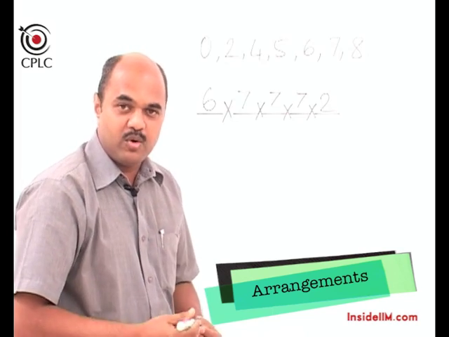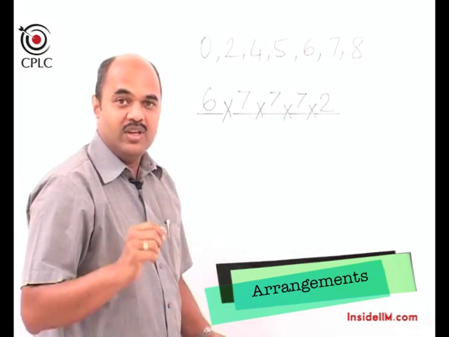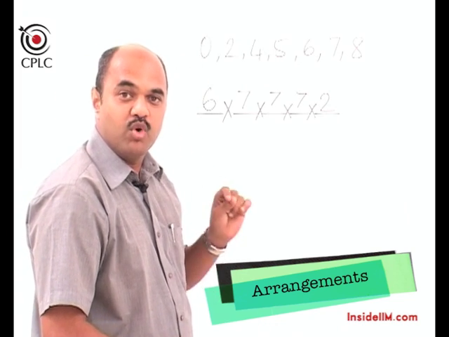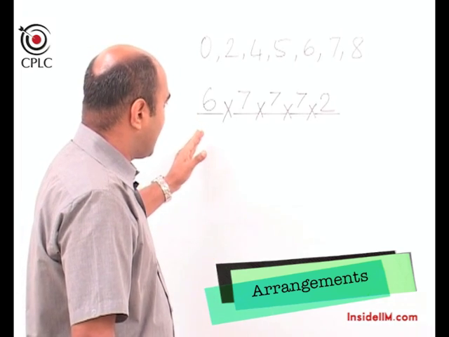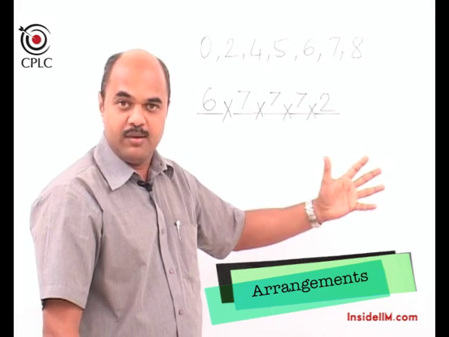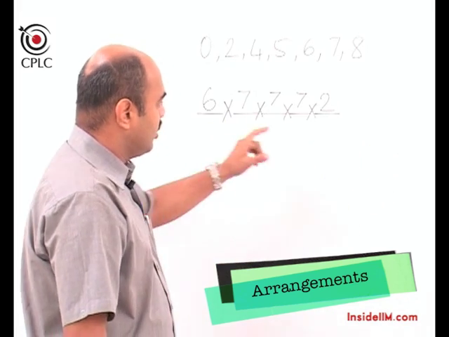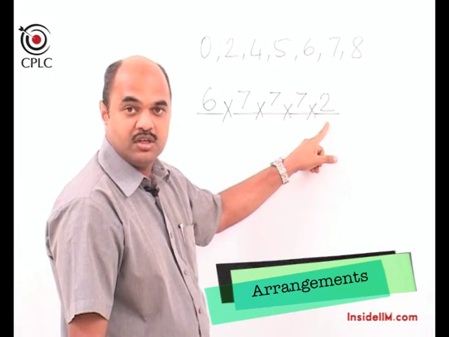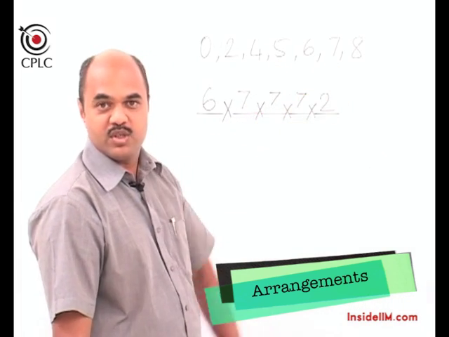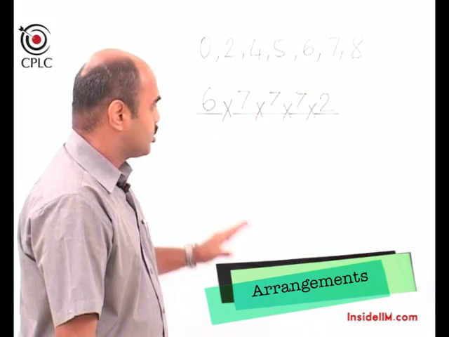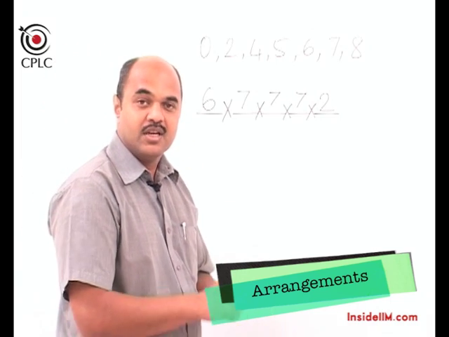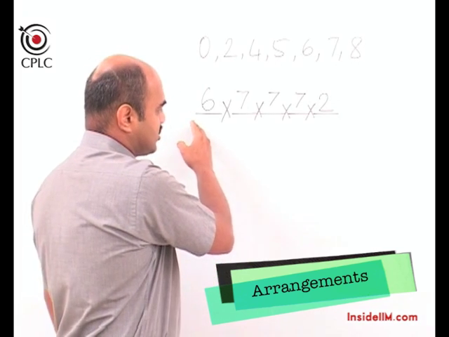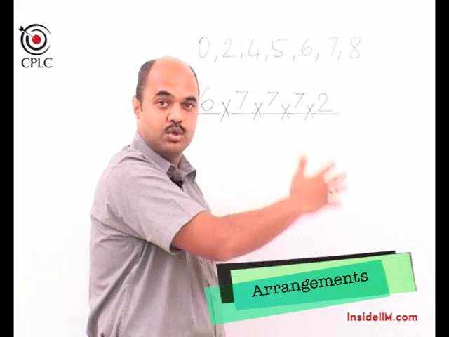A lot of people may be wondering, how can this happen? We need to remember, if nothing is mentioned, then repetition of digits would be allowed, and hence you can have all the digits being the same since repetition can be allowed. The only restriction here would be on my first digit, which cannot have a 0, and my last digit, which can only be either 5 or 7 because I want the number to be odd. So if the question is as simple as how many 5 digit numbers can be formed which are odd, the answer would be 6 into 7 into 7 into 7 into 2.